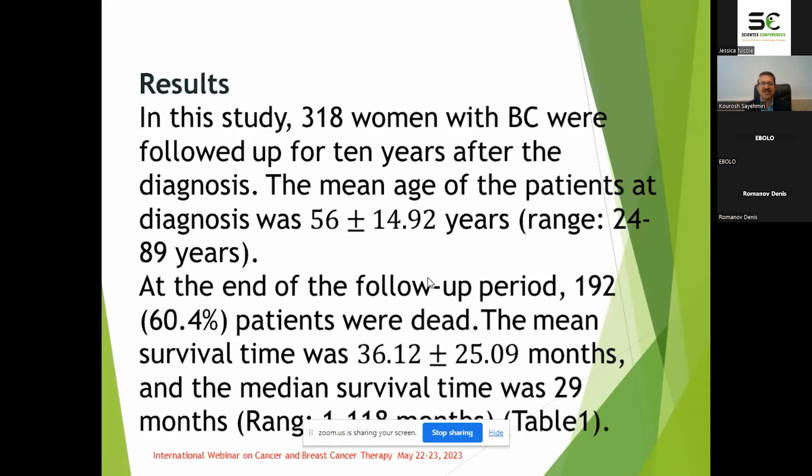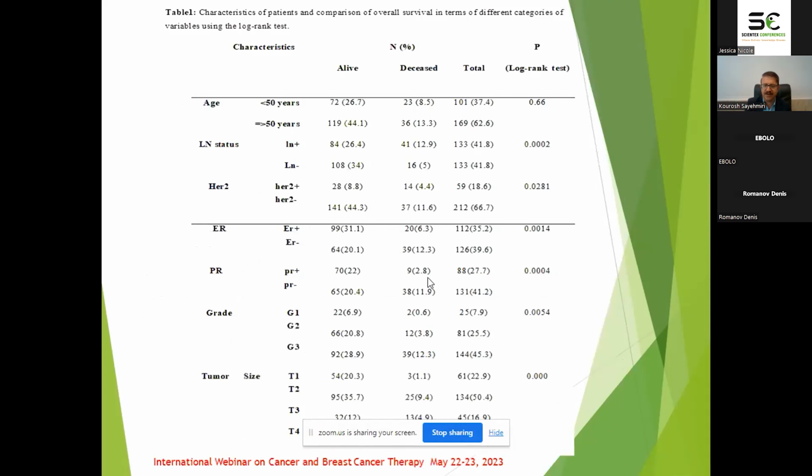The mean age at the diagnosis was 56. The range was from 24 to 89. At the end of follow-up, 192 patients were dead. The mean survival time was about 3 years, and the median survival time was 29 months.